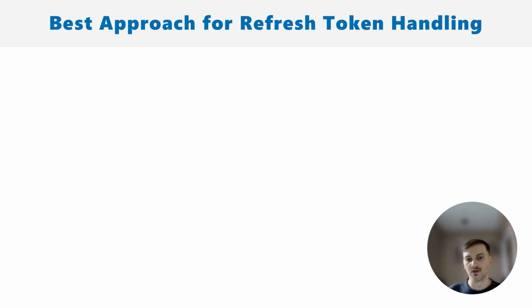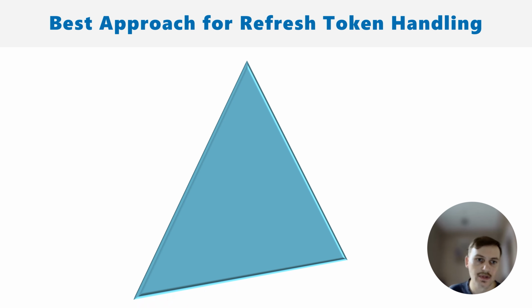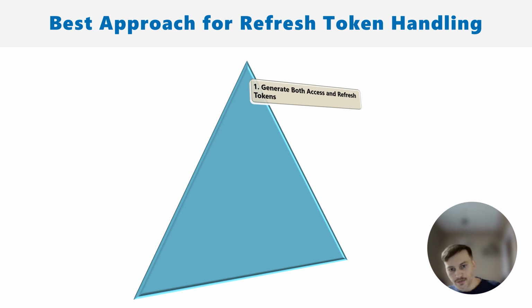Best approach for refresh token handling. Let's begin with generating both access and refresh tokens. Upon user authentication, for example login, the server generates a short-lived access token, a JWT, with an expiry like 15 minutes, and a long-lived refresh token, with a lifespan of a week or more. The access token is sent in the response for immediate use, while the refresh token is usually saved in the client or a secure location.